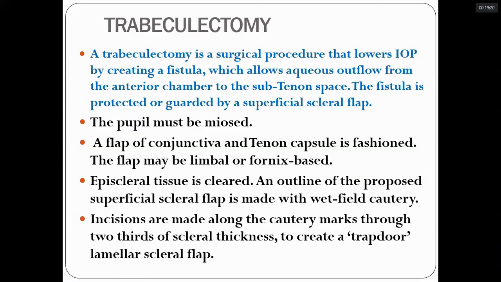So trabeculectomy is a surgical procedure that lowers the IOP by creating a fistula which allows aqueous outflow from the anterior chamber to the subtenon space. This fistula is protected or guarded by the superficial scleral flap. The pupil must be miosed. The flap of the conjunctiva and Tenon's capsule is fashioned, and the flap may be limbus or fornix based.